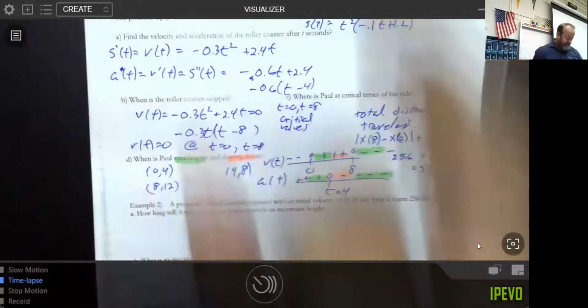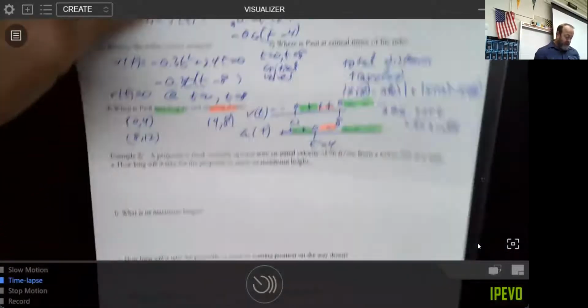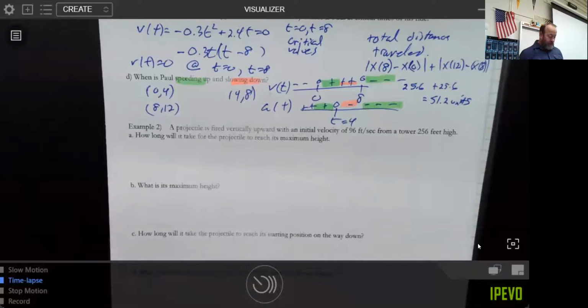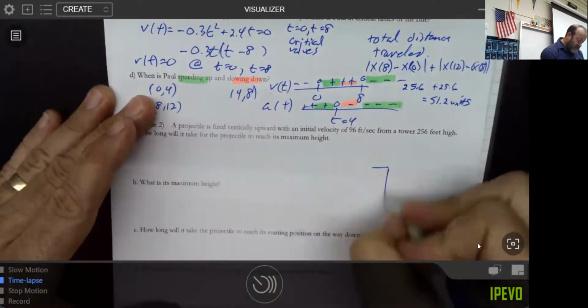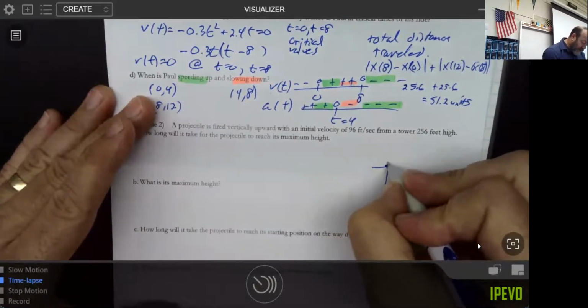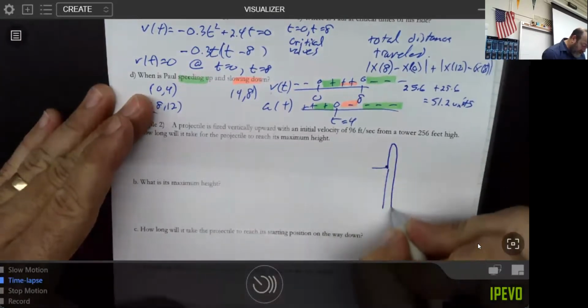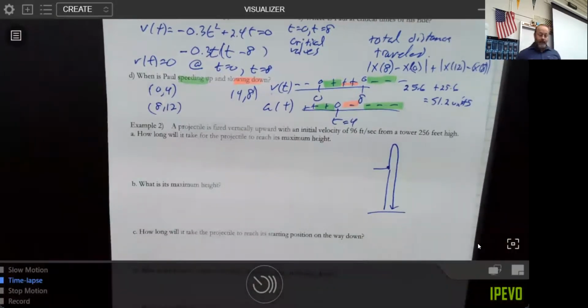Okay, moving on to the second question. We've got a projectile that's been fired upwards with initial velocity of 96 feet per second from a tower that's 256 feet high. So we have a situation where something is right up here. It's going to be fired upwards and kind of come down and hit the dirt down here, something like that.